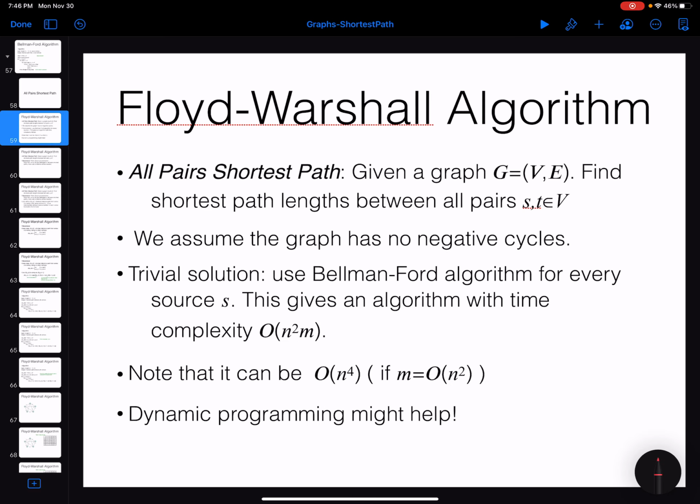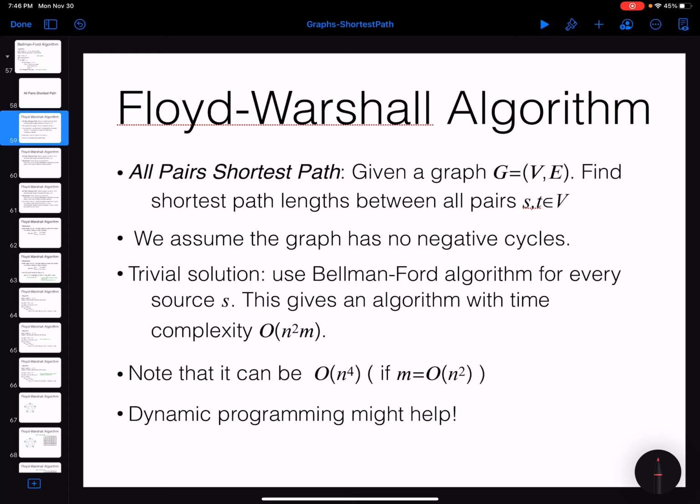We have a graph. So far, the algorithms that we have discussed, both Dijkstra and Bellman-Ford, solve the single source shortest path problem. Basically, they find the shortest path from a given source node to all other nodes in the graph. The Dijkstra algorithm works over a graph with non-negative edges, and the Bellman-Ford algorithm works over a graph with negative edges but without negative cycles.